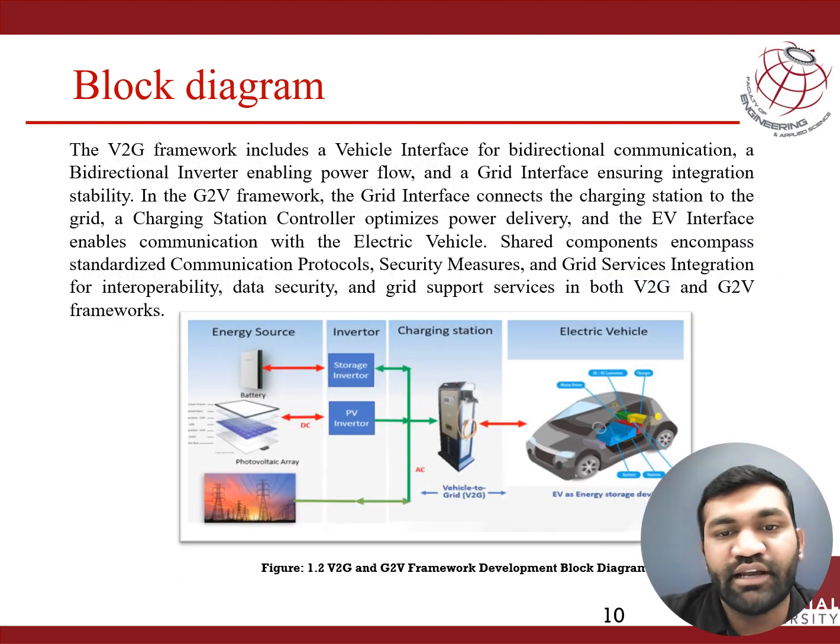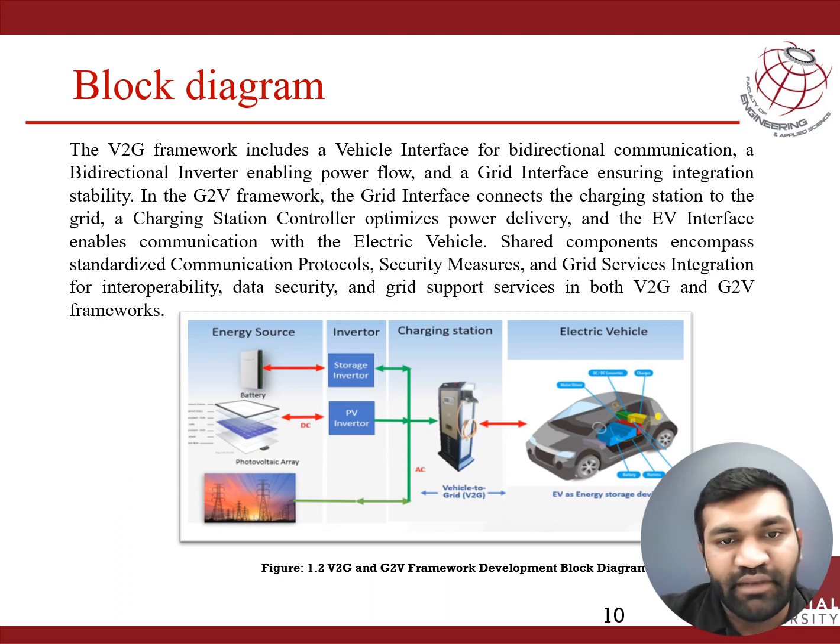So this is the vehicle-to-grid and grid-to-vehicle framework development block diagram. Here you can see the energy sources, inverter, charging station, electric vehicle, photovoltaic array, and G2V and V2G functions. That also helps renewable energy integration. Renewable energy sources like solar power contribute to electric vehicle use, and vehicles contribute renewable energy to the grid during V2G. We use a user interface that provides information on charging status, energy prices, and grid interconnections. The control allows the user to set preferences and schedules for charging and discharging.